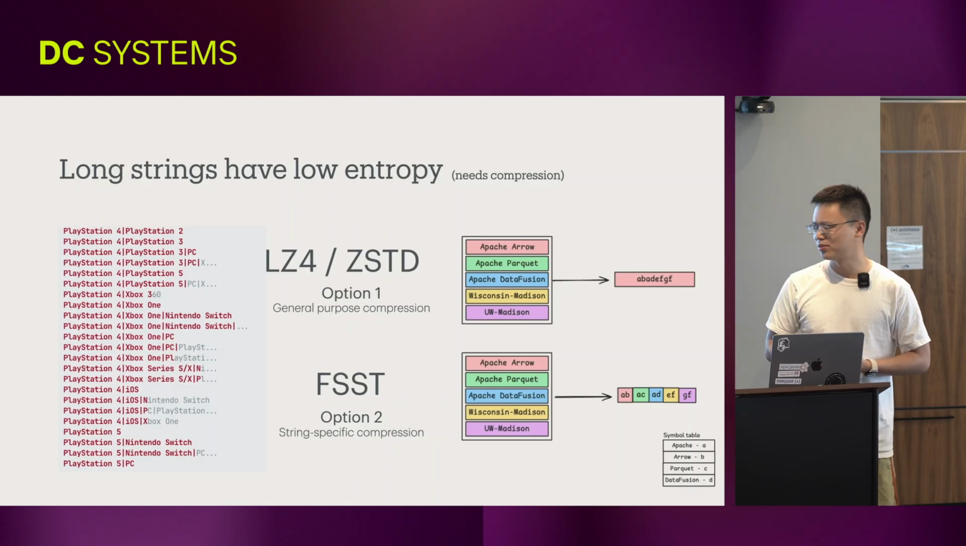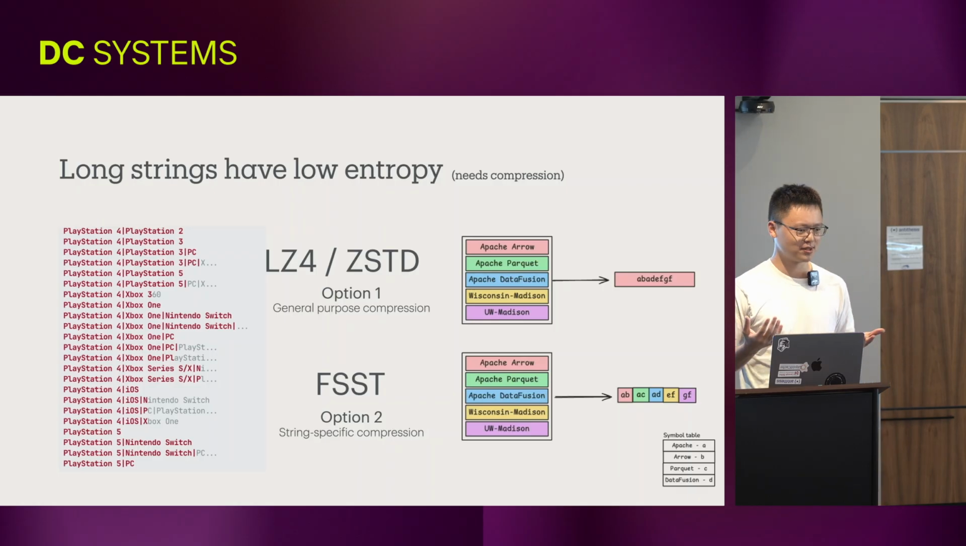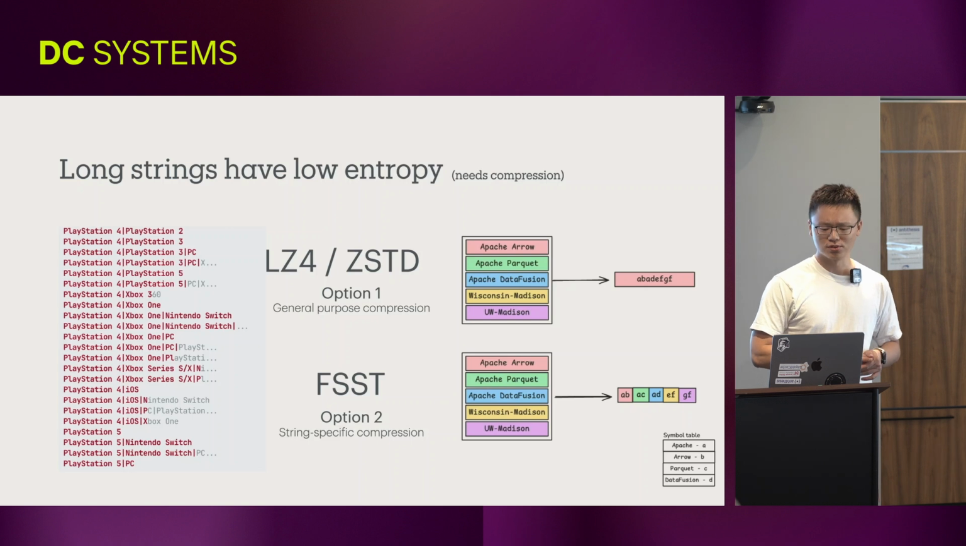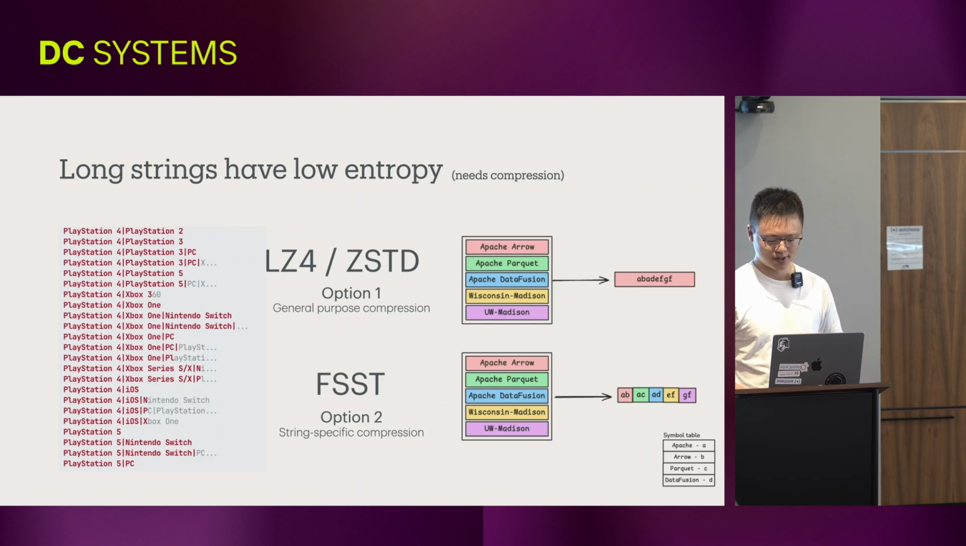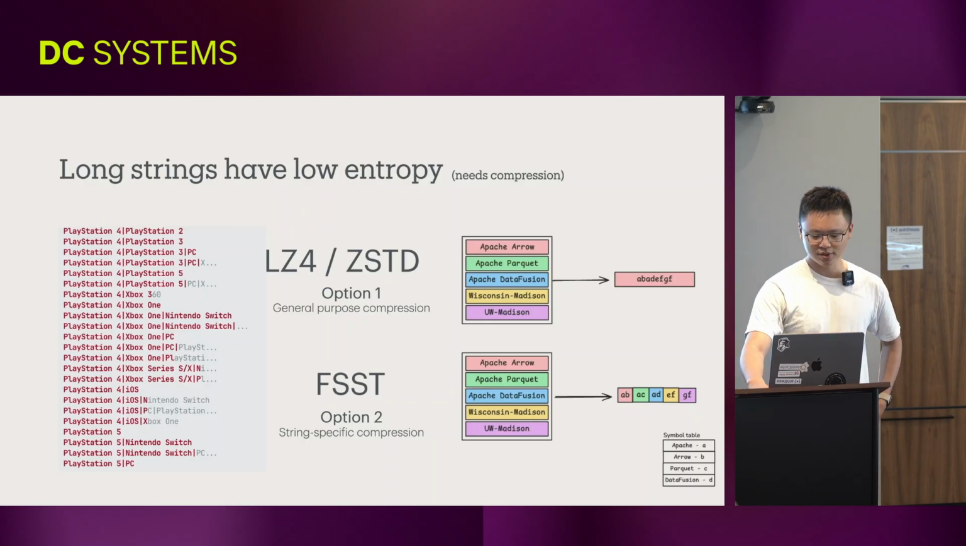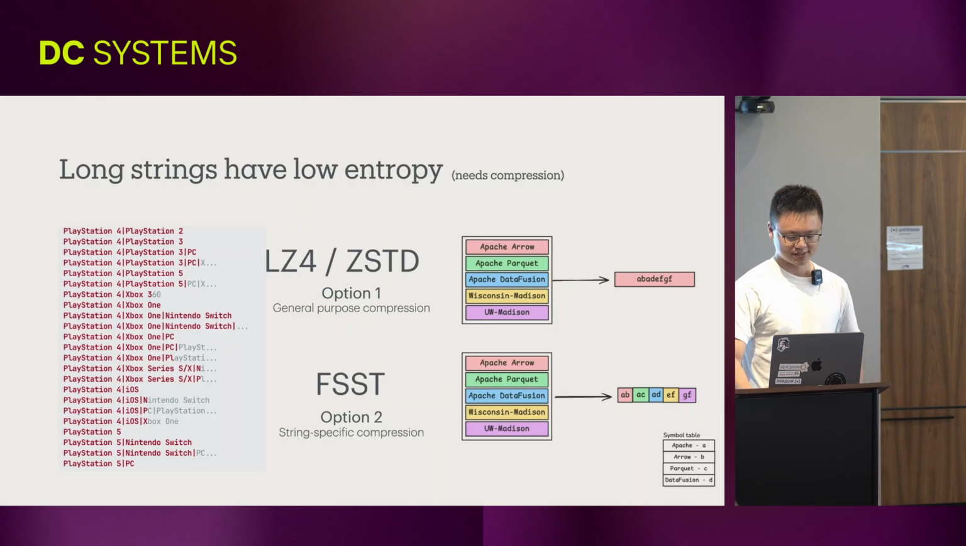And FSST is a relatively new algorithm. It's been around for only 2 years, I think, from CWI research. And in LiquidCache, we also use FSST compression.